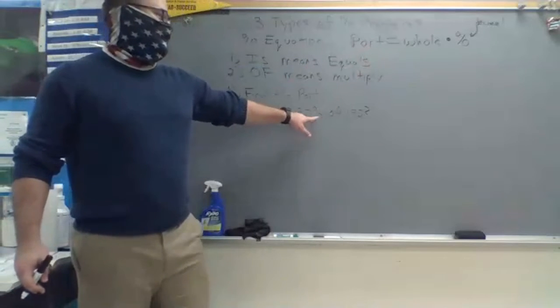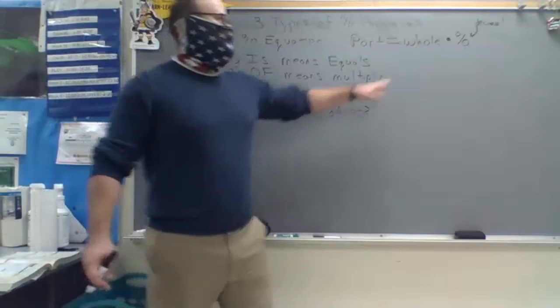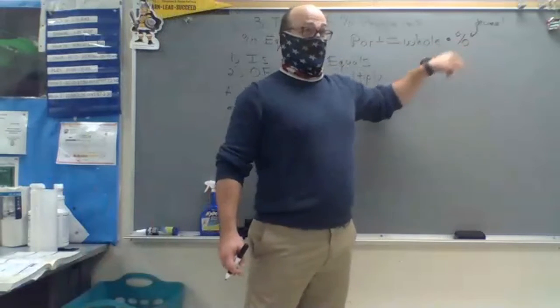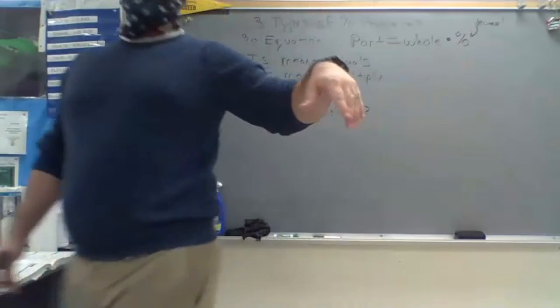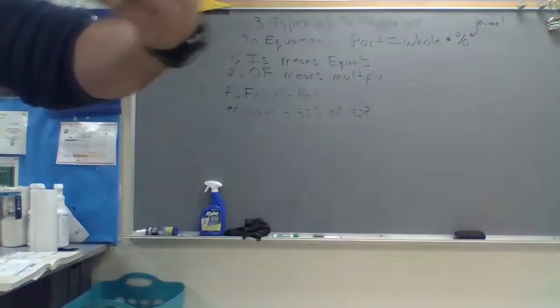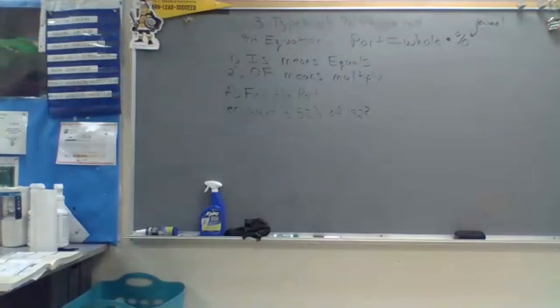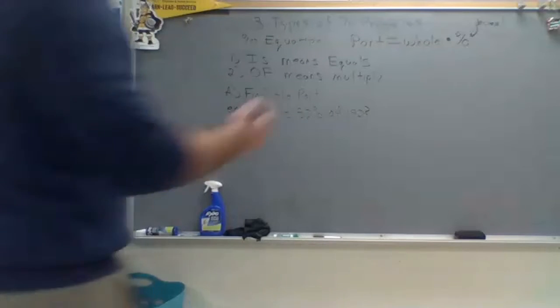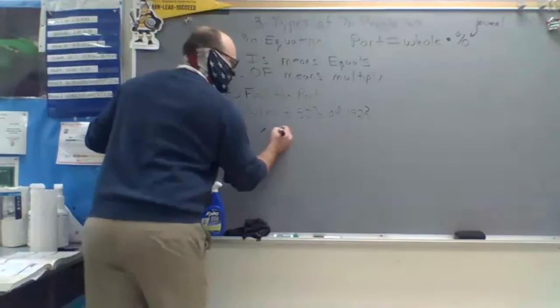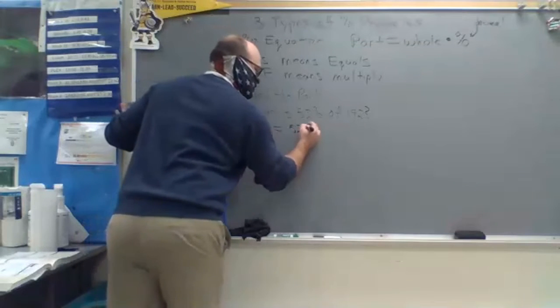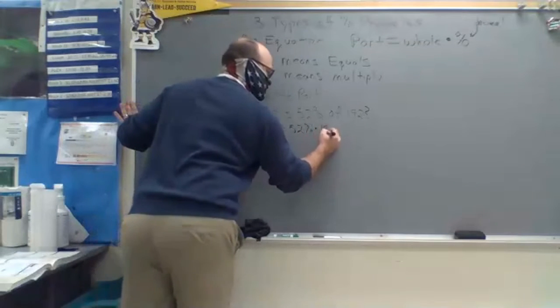52% of 192. Now, I have the percent and the whole turned around here. That's okay. Because remember, is multiplication commutative? It is, because 3 times 5 is the same thing as 5 times 3, right? Okay, multiplication is commutative. You can switch it around. It's no big deal. All right, so this is x equals 52% times 192.